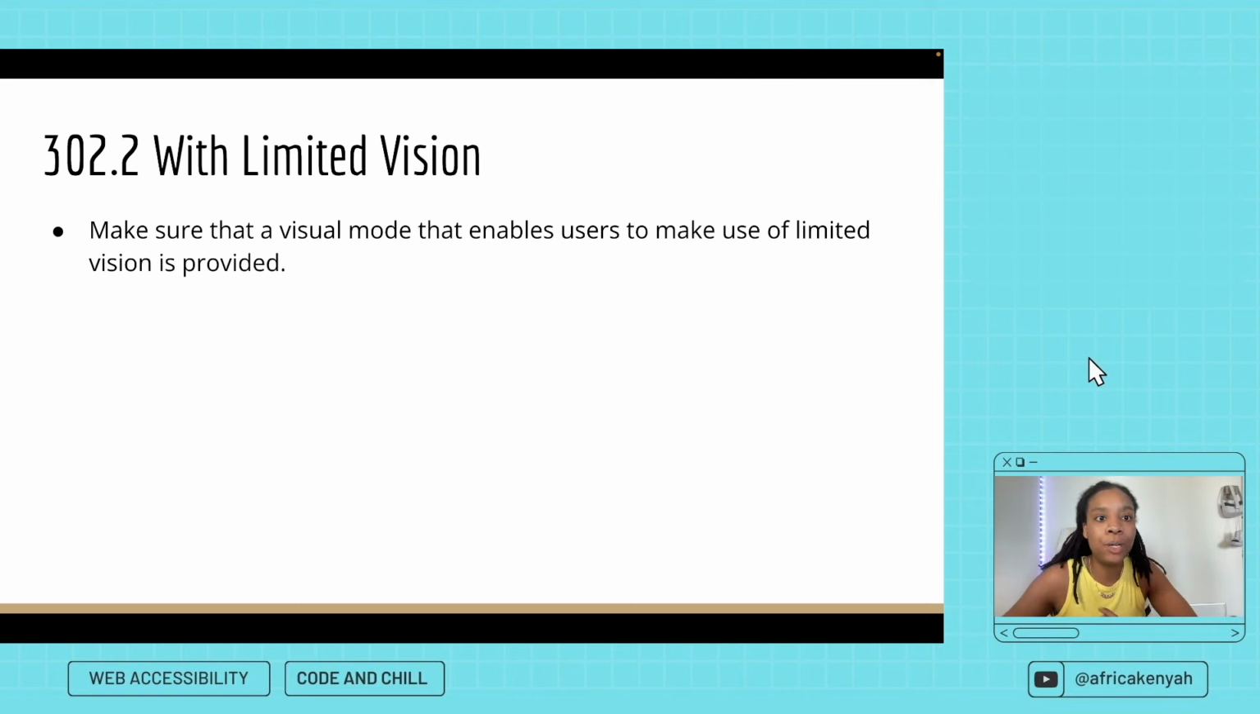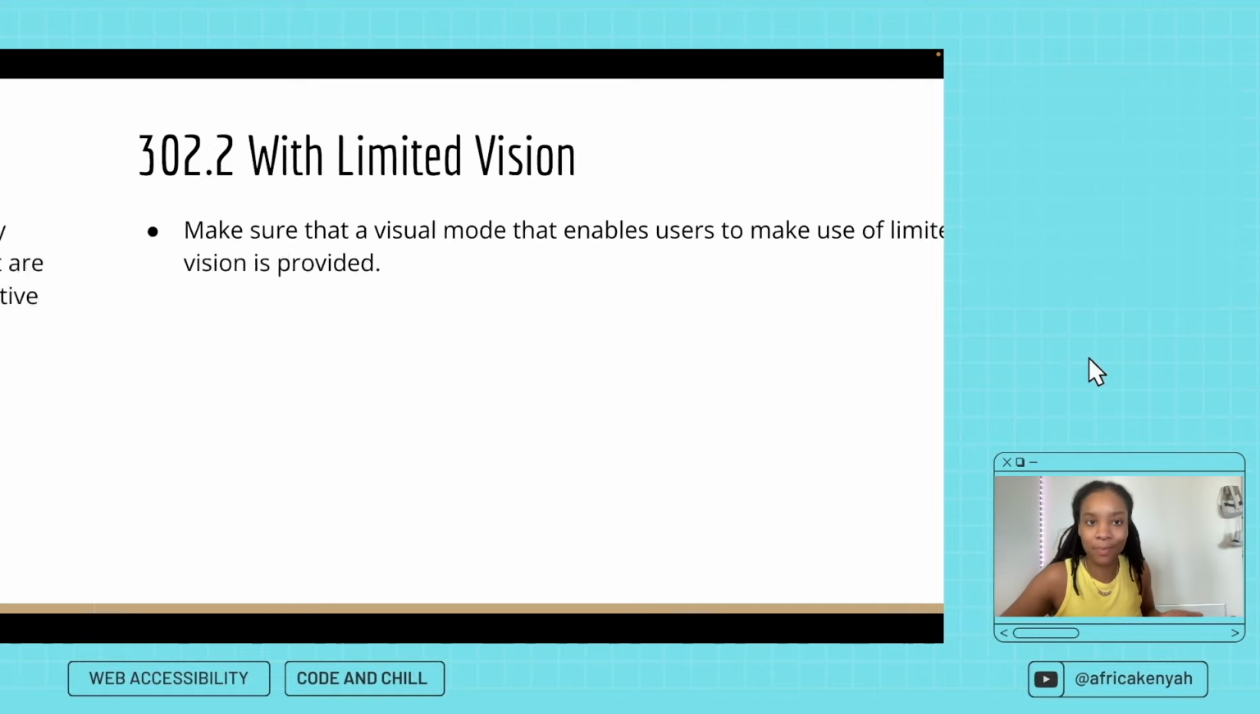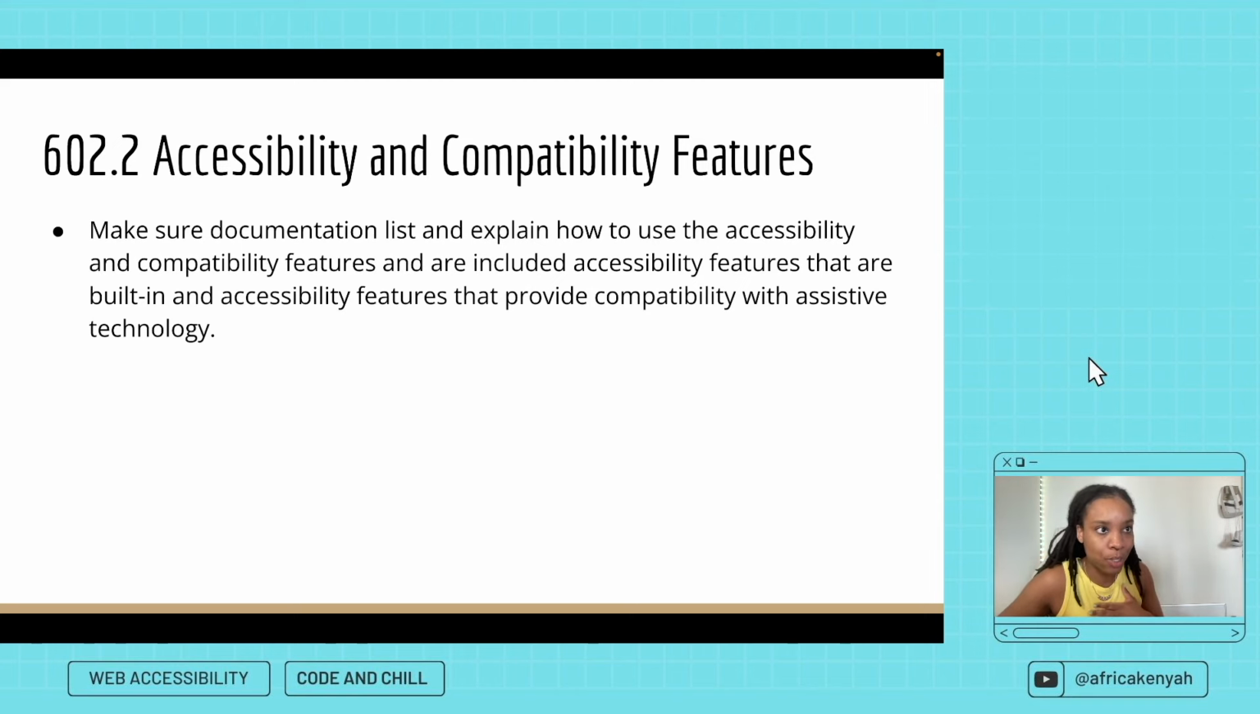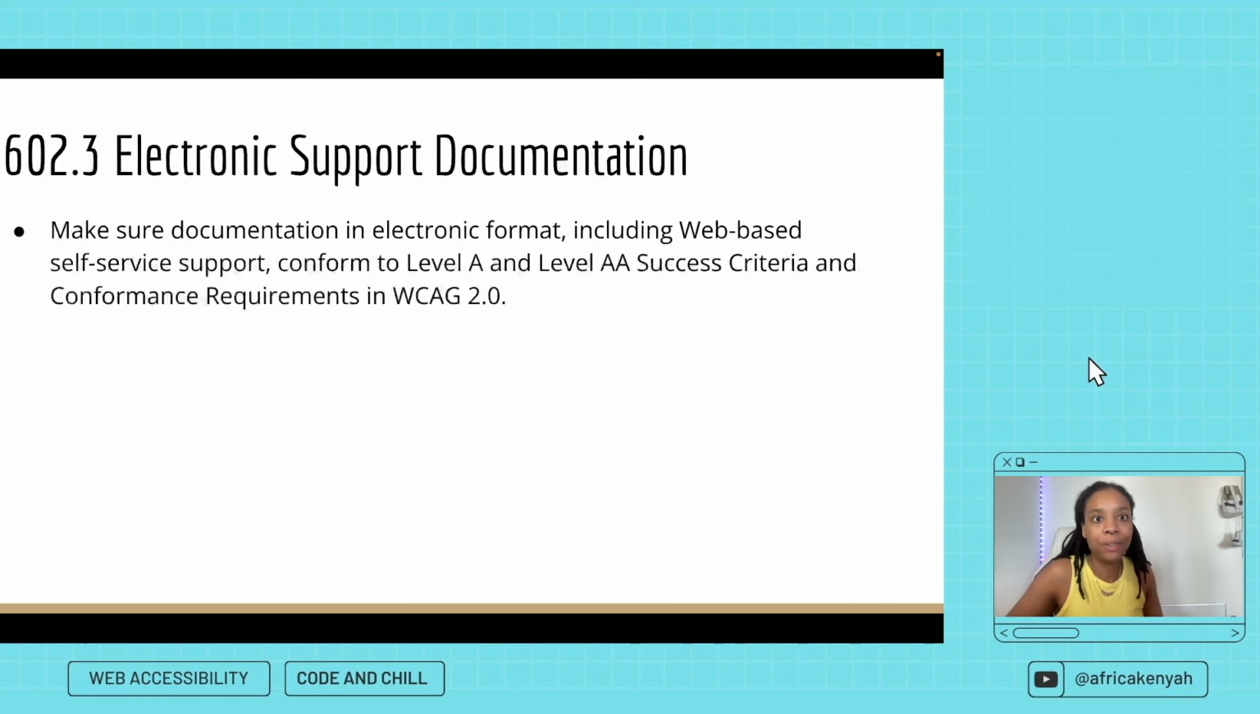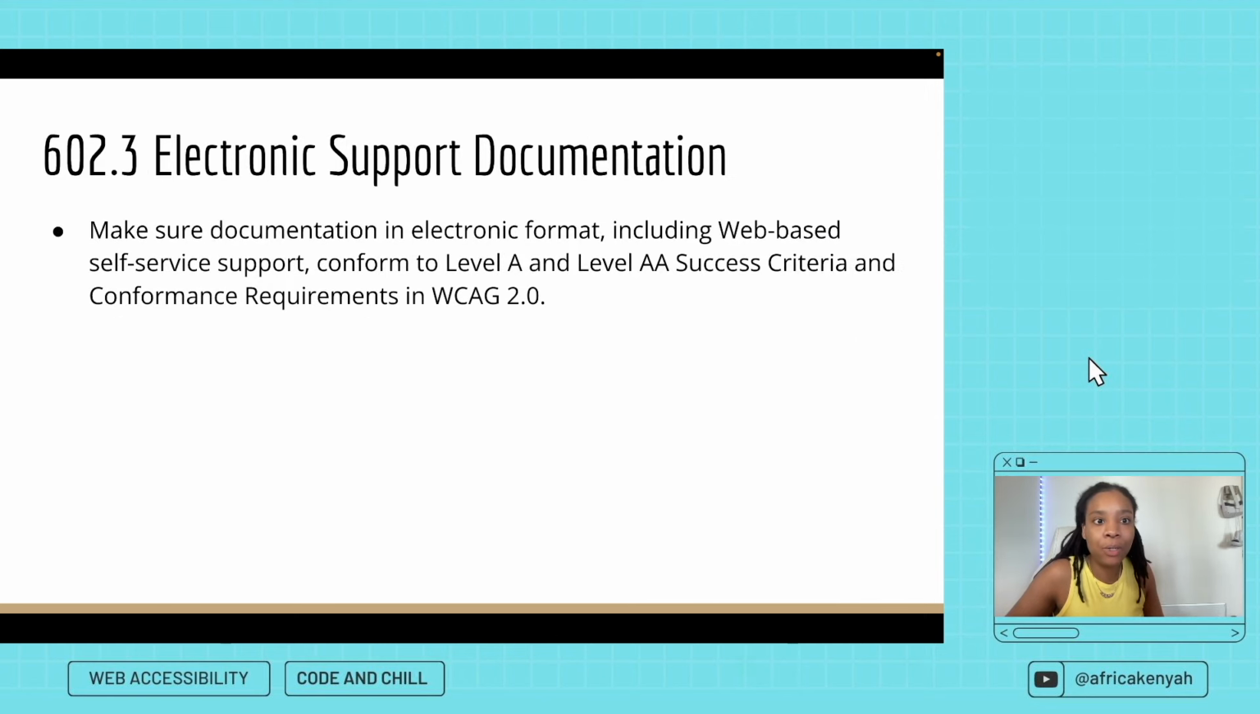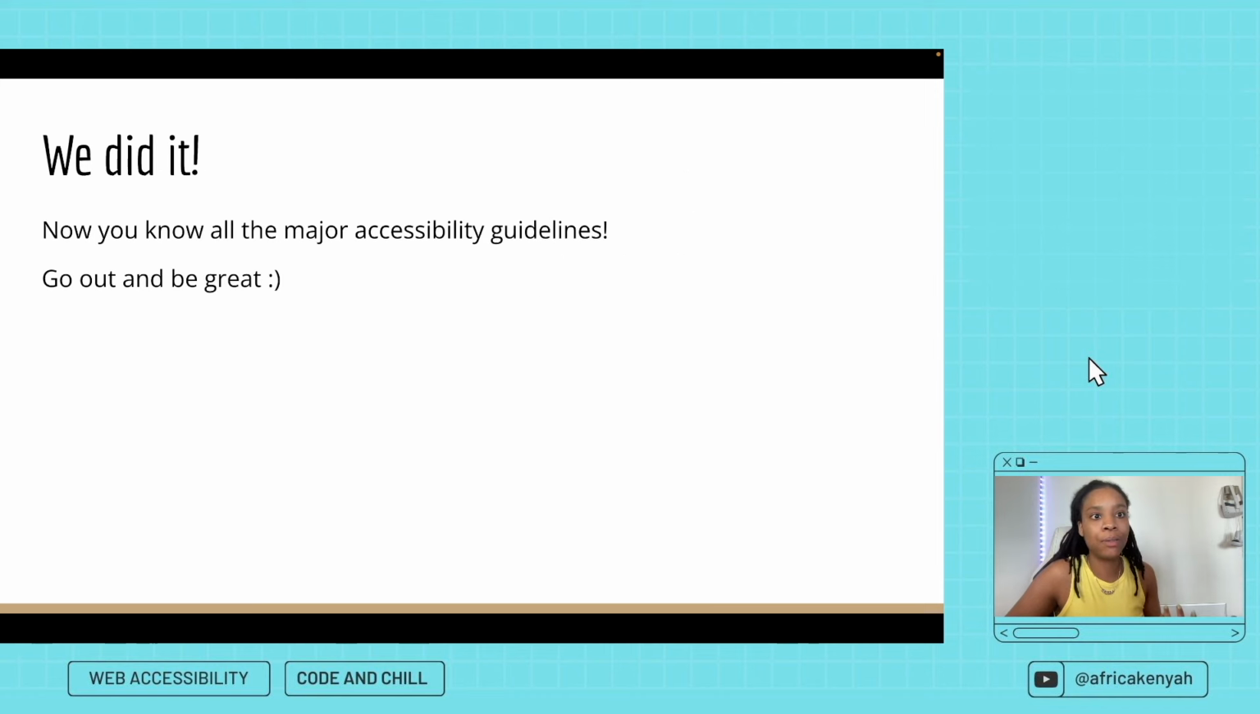In general, we want to make sure that people with limited vision can use our stuff. We also want to make sure that assistive technology can be used with our web pages or with our documents or whatever we're using. So we want to make sure that there is some type of built-in accessibility feature that allows that to happen. And lastly, we want to make sure that any type of documentation, whether that be web-based or a Word document, conforms to level A and level AA of the WCAG. So we talked about that already as well.